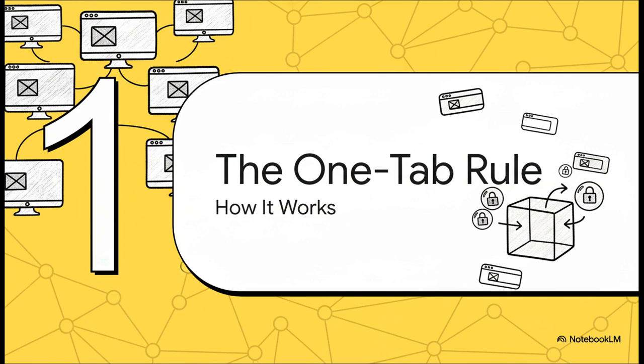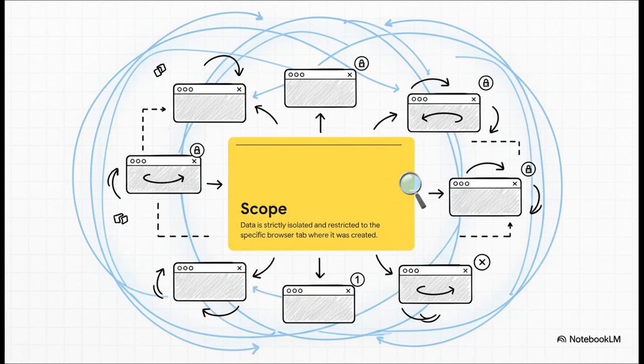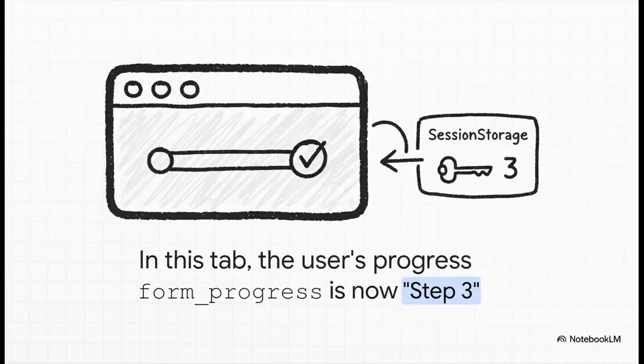And that brings us to its most important feature, something I like to call the one-tab rule. If you can get your head around this one concept, you've basically mastered how session storage works. The whole thing comes down to its scope. Unlike other ways of storing data in the browser, anything you put in session storage is locked down tight to the specific browser tab where you created it. It's completely, totally isolated.